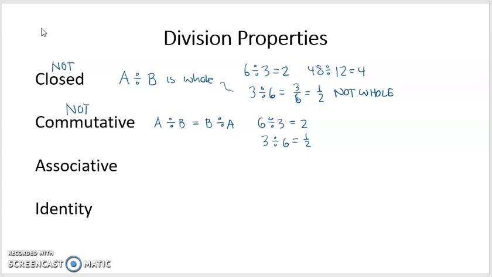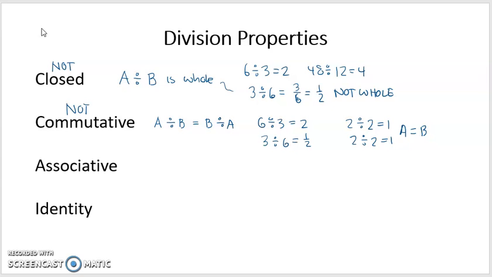Here's a case where it does work, actually. It's one of the cases where it is commutative, if A equals B. So for example, 2 divided by 2, well, that equals 1. And if I switch them, I have 2 divided by 2, which is also 1. So occasionally when A equals B, it works, but it's not always true, so it's not commutative.